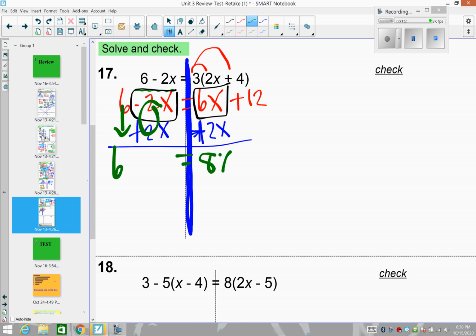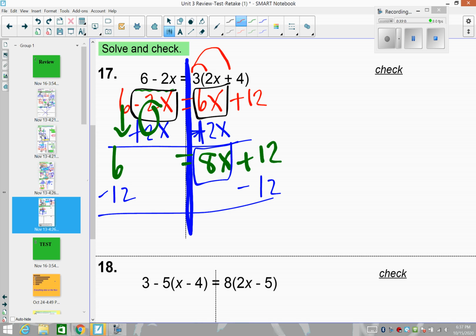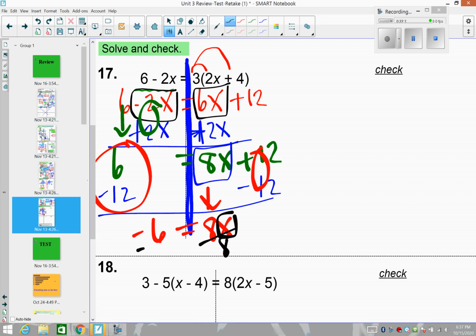We have 8x plus 12 here. Cool. Trying to isolate for 8x, we're going to subtract 2. Copy, paste. So we end up with 8x equals, what do we get here? Minus 6. Cool. Division kicks in, we divide by 8 because we're trying to isolate for x.